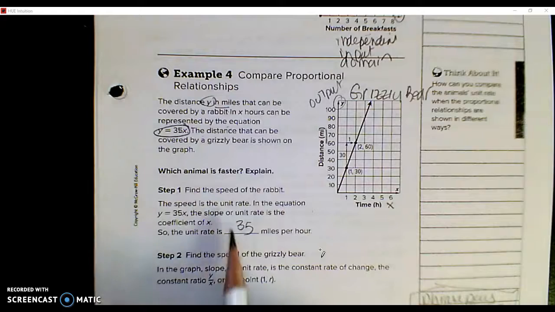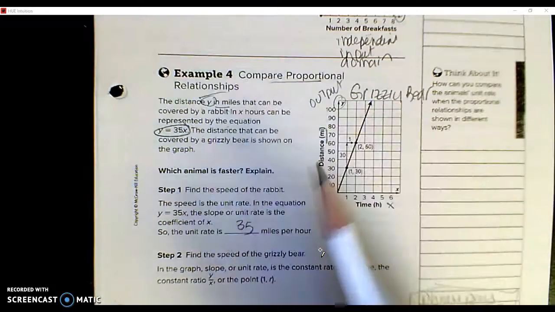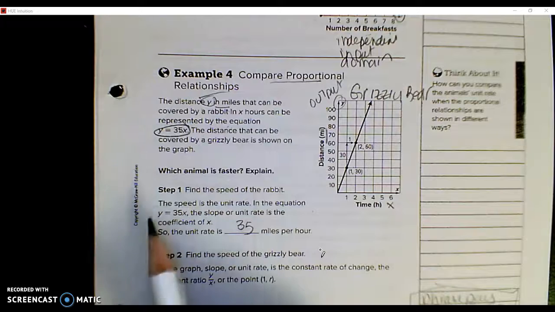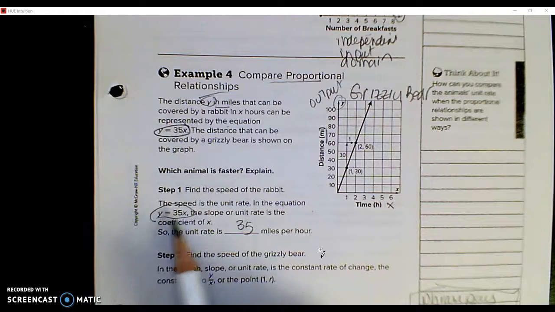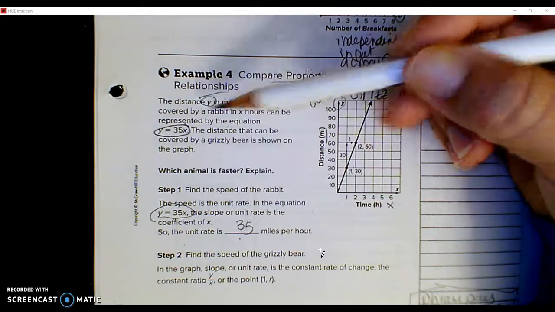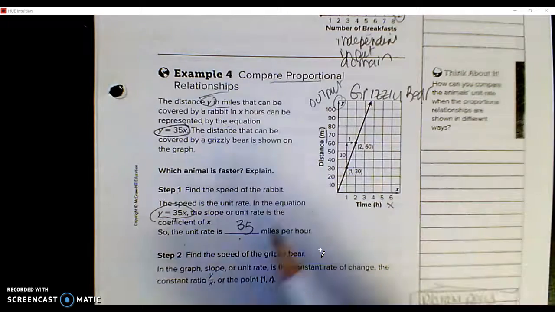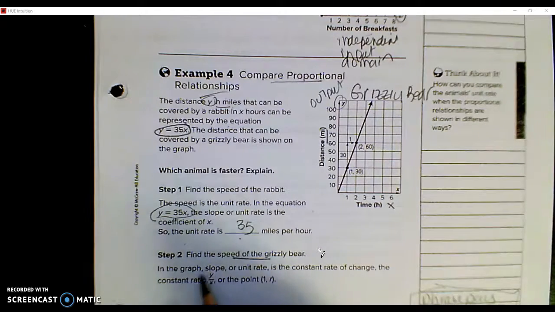Okay. So now it says, when we want to compare the relationships, we have to decide. Well, this one here is going to be at a certain speed. The rabbit is 35x. All right, that means that's his rate. He's going at 35 miles per hour, because we know that distance y could be expressed as miles per hour. So here's the grizzly bear's graph. Now I have to find the speed of the grizzly bear. So now we have to find the slope.